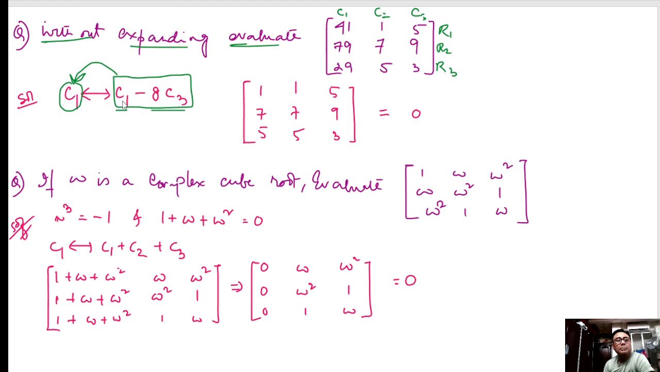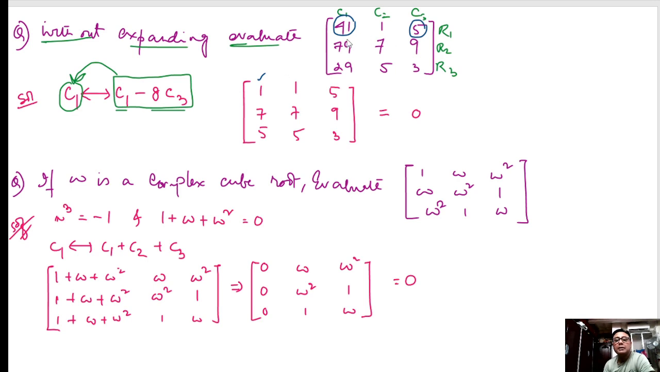The first column minus 8 times the third column. So this is the number. Please watch here. This is my number 41. From here I will subtract 8 times of this, that means 40, and put it in the first column. So this is the one.